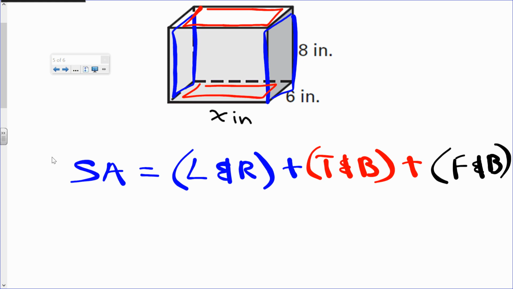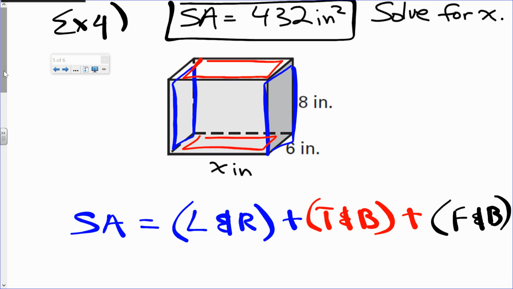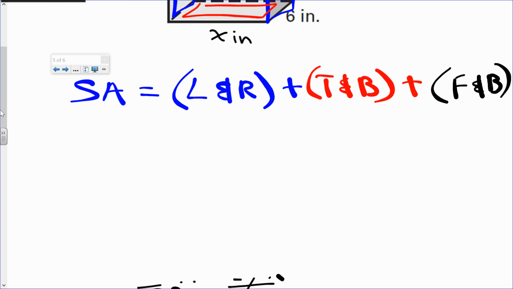Look at my logic. The surface area is equal to the left and right area, top and bottom area, front and back area. That's logical. That makes sense. But the cool thing, though, is they threw the surface area at us. We already know the surface area. So look what I'm going to do. Do this with me. Go and replace surface area with what it is.